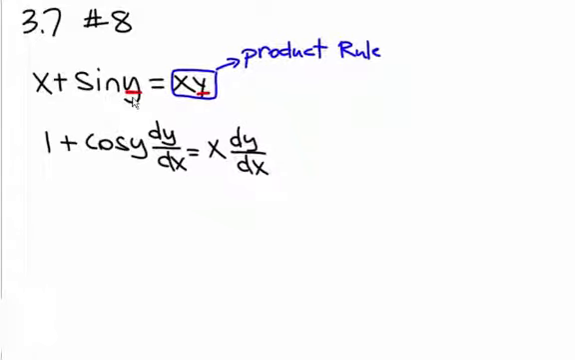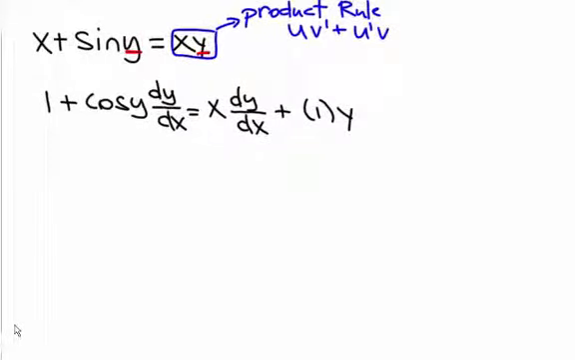the product rule now. So xy, the first times the derivative of the second, so x times dy/dx. Okay, and when we work that out, that's going to be plus the derivative of the first times the second, which is just going to be 1 times y.